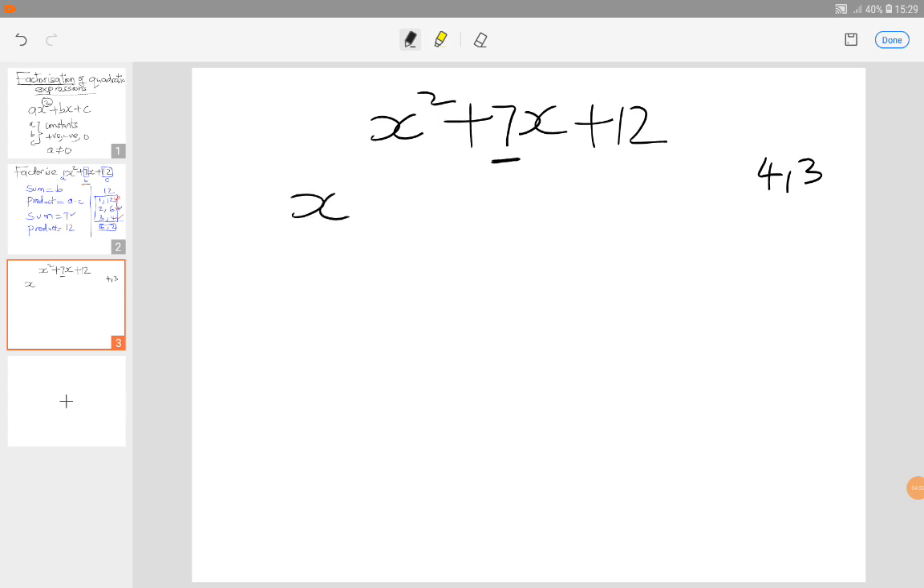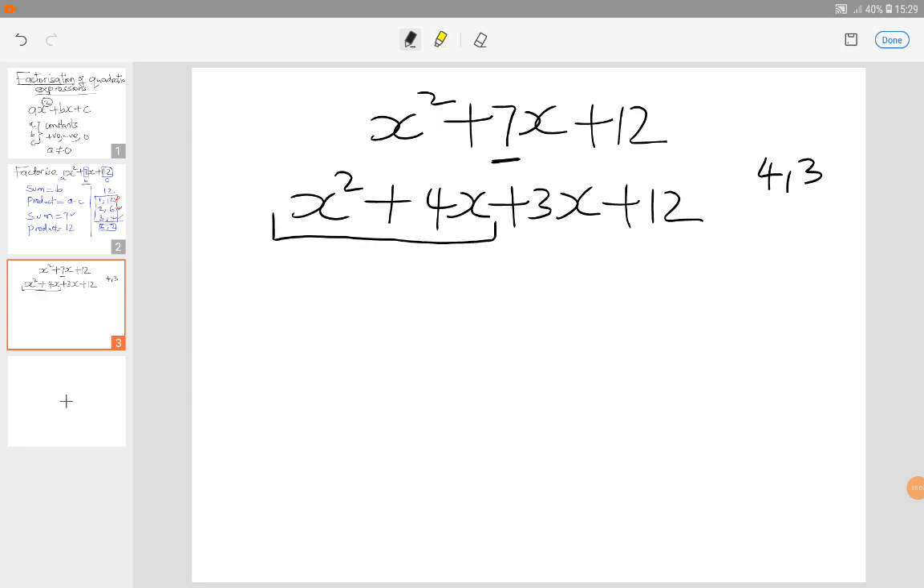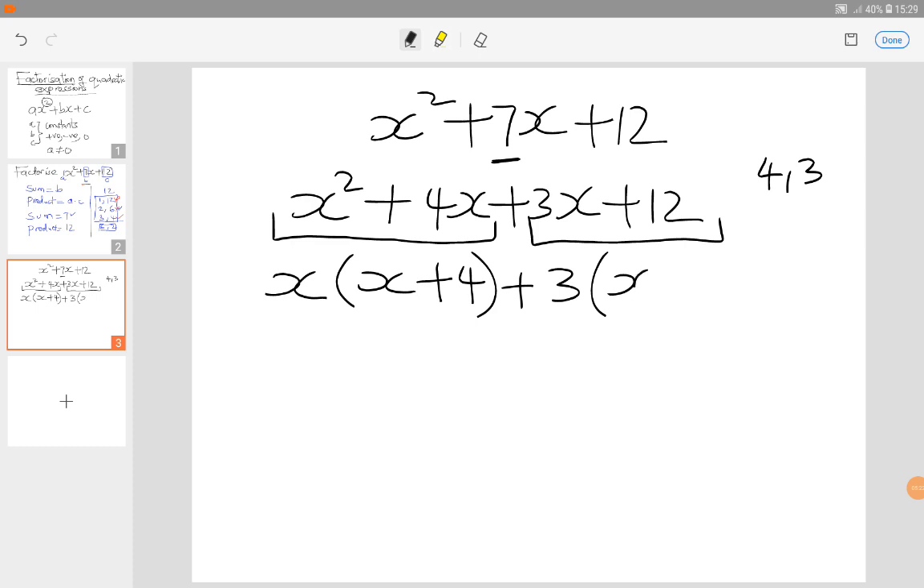You get x squared plus 4x plus 3x plus 12. At that point, you factorize the first two and the next two. Check what is common in the first two. It is x. Once you factor out x, you get x plus 4. Then plus, that sign, you follow that sign. 3x and 12, what's common? 3. You get 3 times x plus 4.